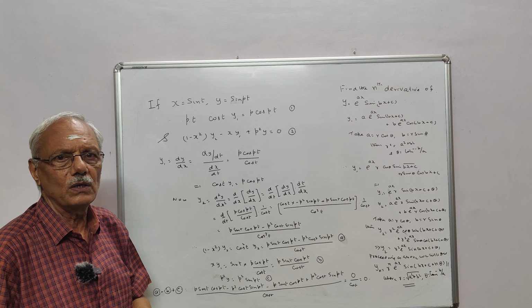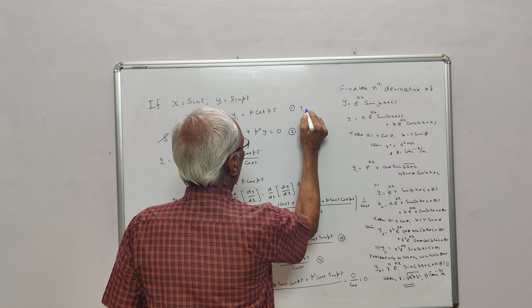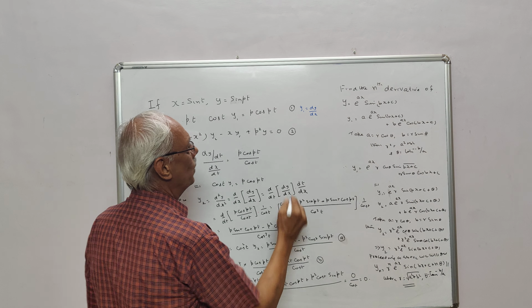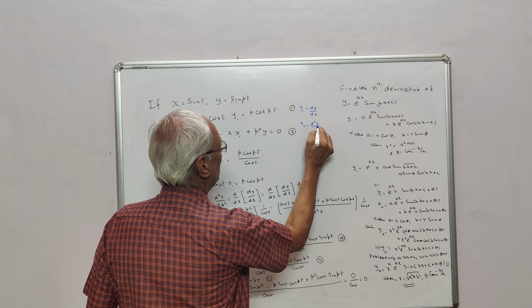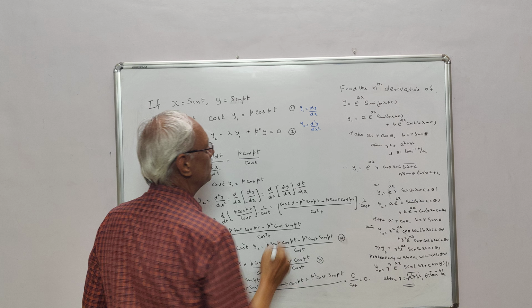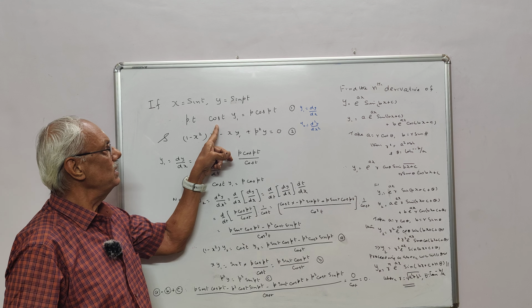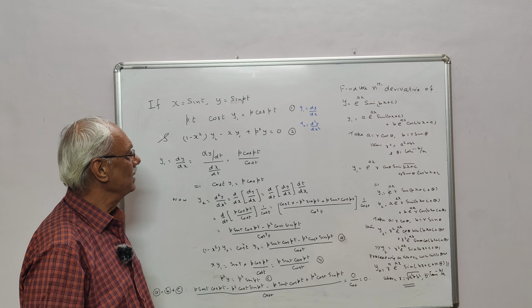And we have to prove the result cos t into y1 equals p cos pt. y1 is nothing but your dy by dx. What is y1? y1 is equal to dy by dx. And if I write y2, it means it is d squared y by dx squared. So this is the understanding that you must have. These two are given, we have to prove this result.